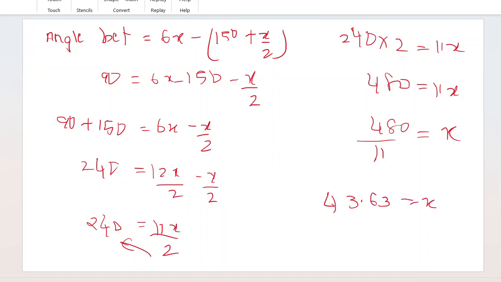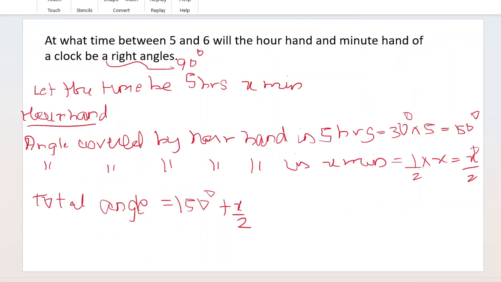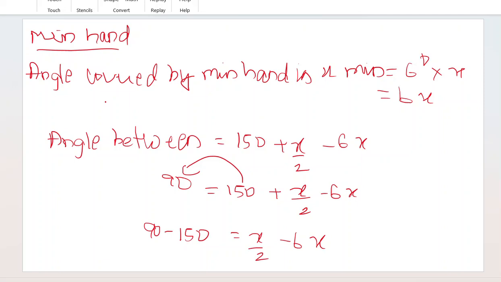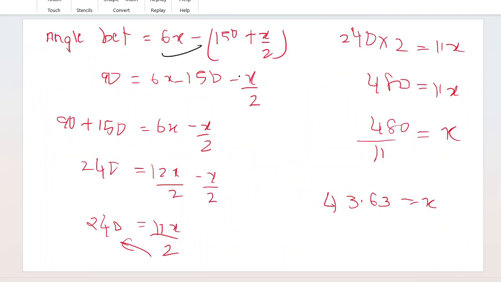So the case where it is at right angles, there are two answers which are possible. The procedure will remain the same. Let the time be 5 hours x minutes. For the hour hand, you will calculate the total angle. For the minute hand, you will calculate the total angle. And now to get the angle between, to get the two answers, you will first take 150 plus x by 2 here, and then you subtract 6x. But to get the second answer, you will take 6x and then 150 plus x by 2.